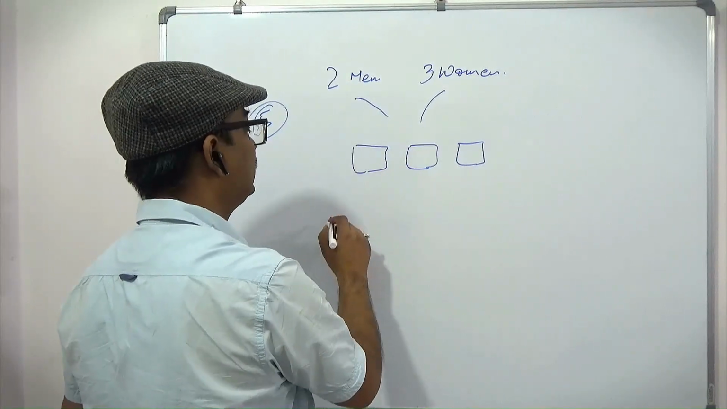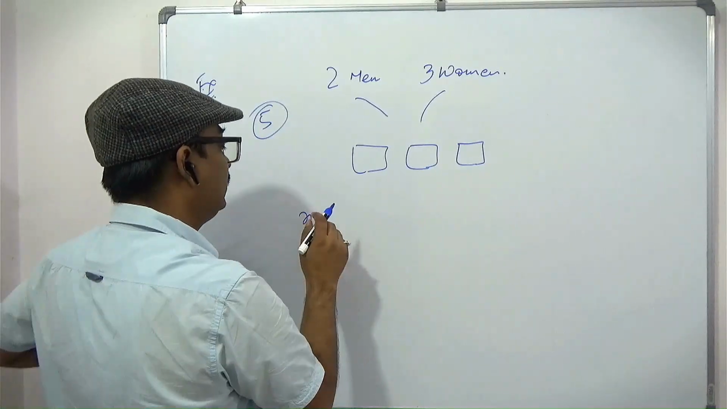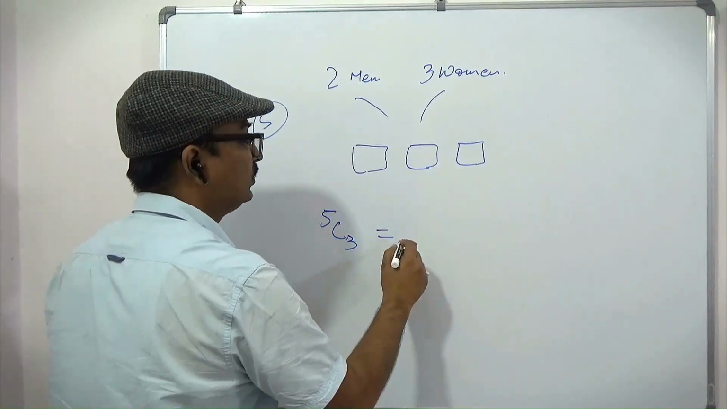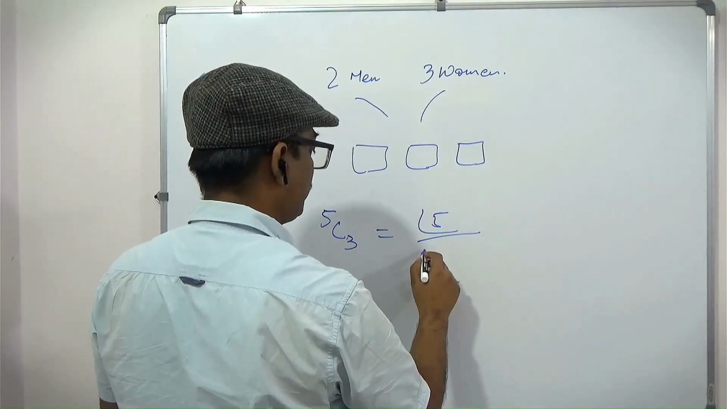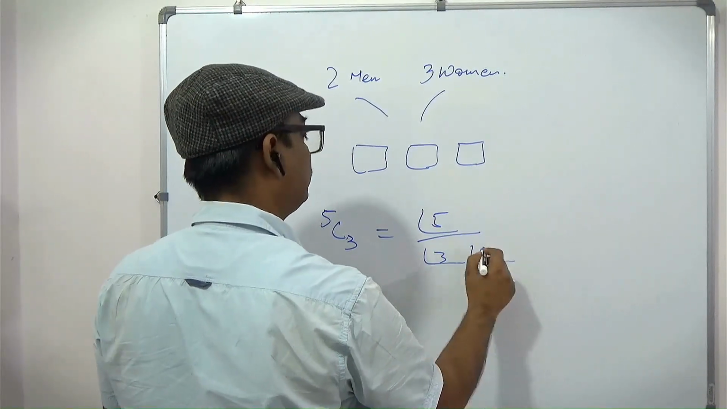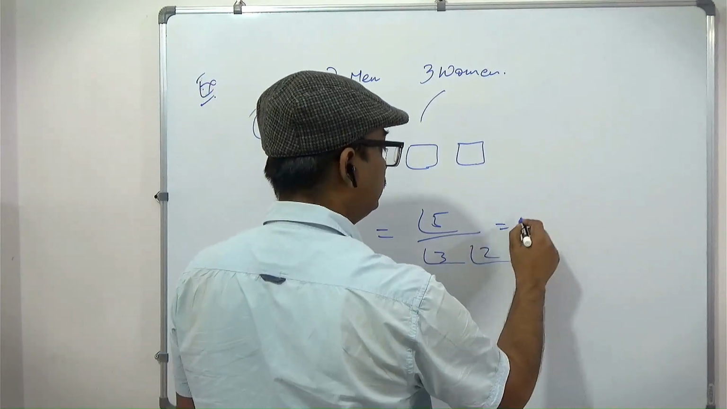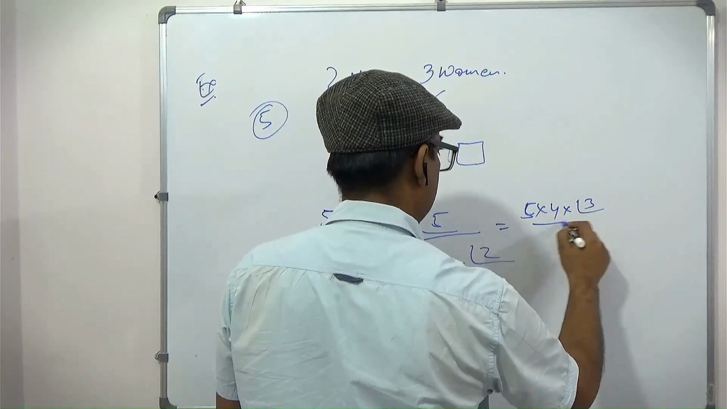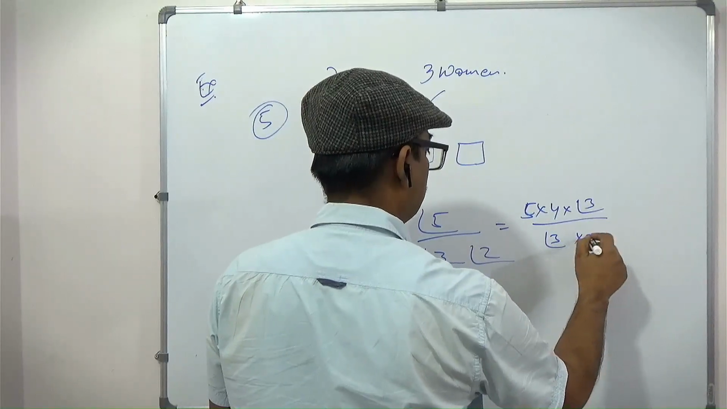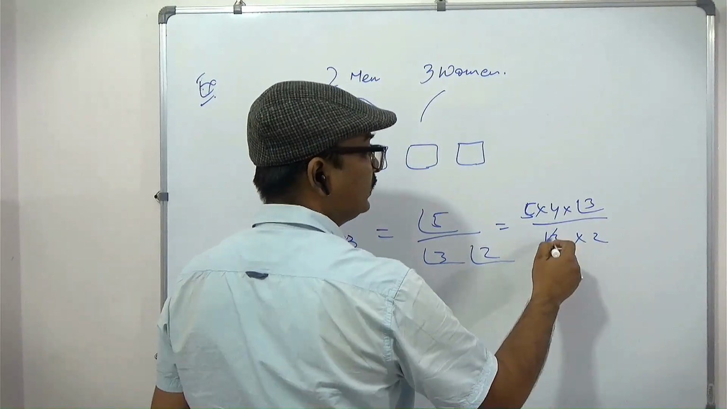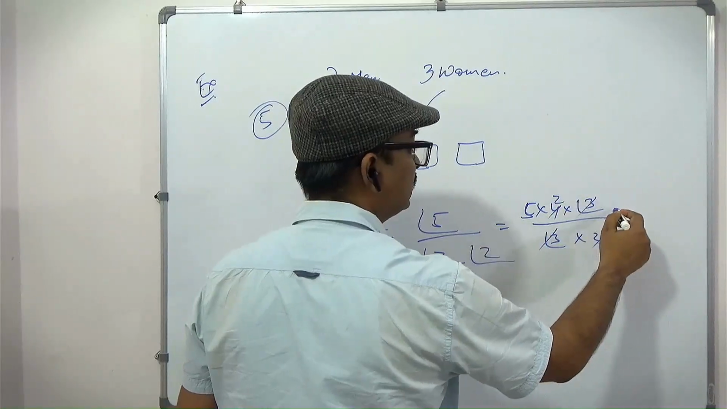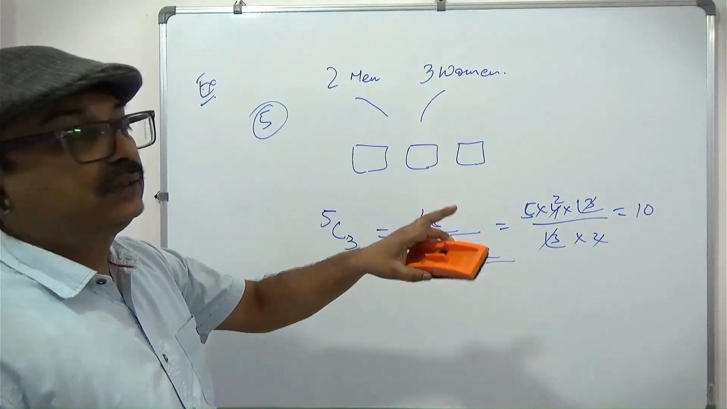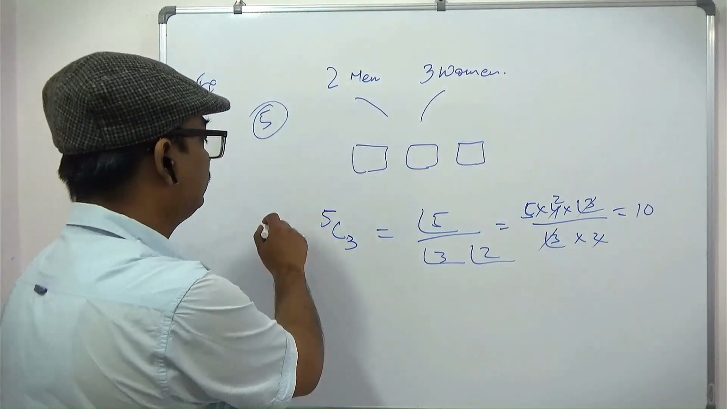So out of 5, we have to select 3. The answer will be nCr, n is 5, r is 3. So 5C3. What will it be? Factorial 5 over factorial 3, factorial 5 minus 3, that is 2. So this is 5 into 4, factorial 3 cancels with factorial 3, over 2 into 1. So this is 5 times 2, which is 10. So the answer is 10. In 10 different ways, this committee can be formed. This is the first part of the question.